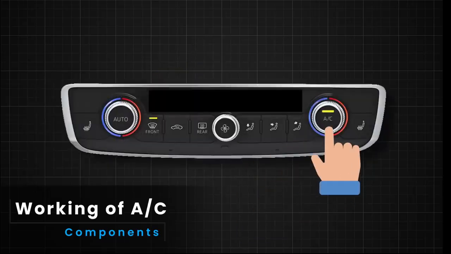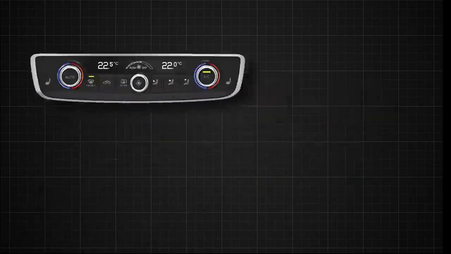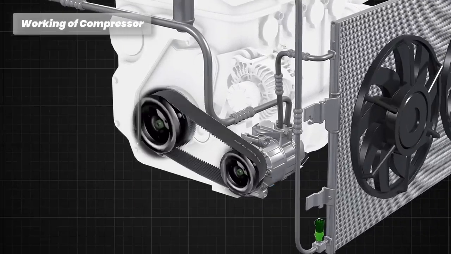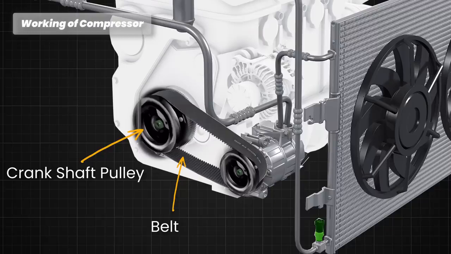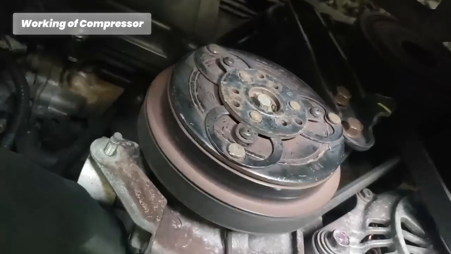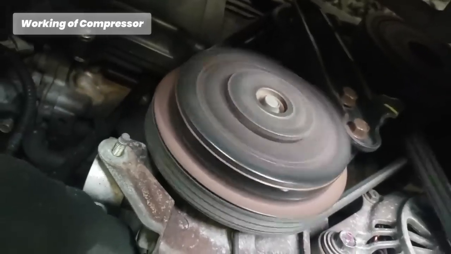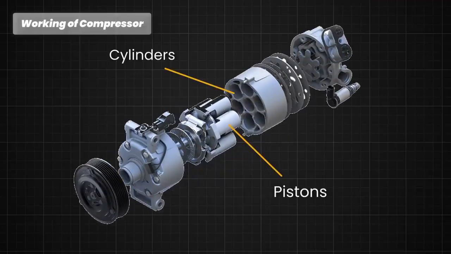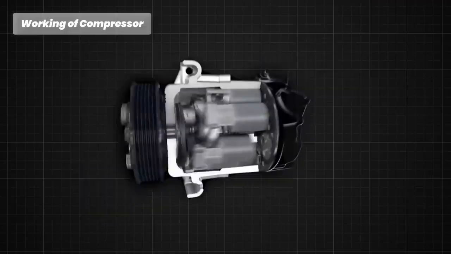When the AC is turned on, the climate control unit sends a signal to engage the AC compressor clutch. The compressor is typically belt-driven, meaning it is connected to the engine's crankshaft pulley via a belt. As the engine runs, it drives the compressor, providing the mechanical energy necessary to compress the refrigerant gas. The compressor consists of one or more pistons housed inside cylinders, which compress the refrigerant gas.